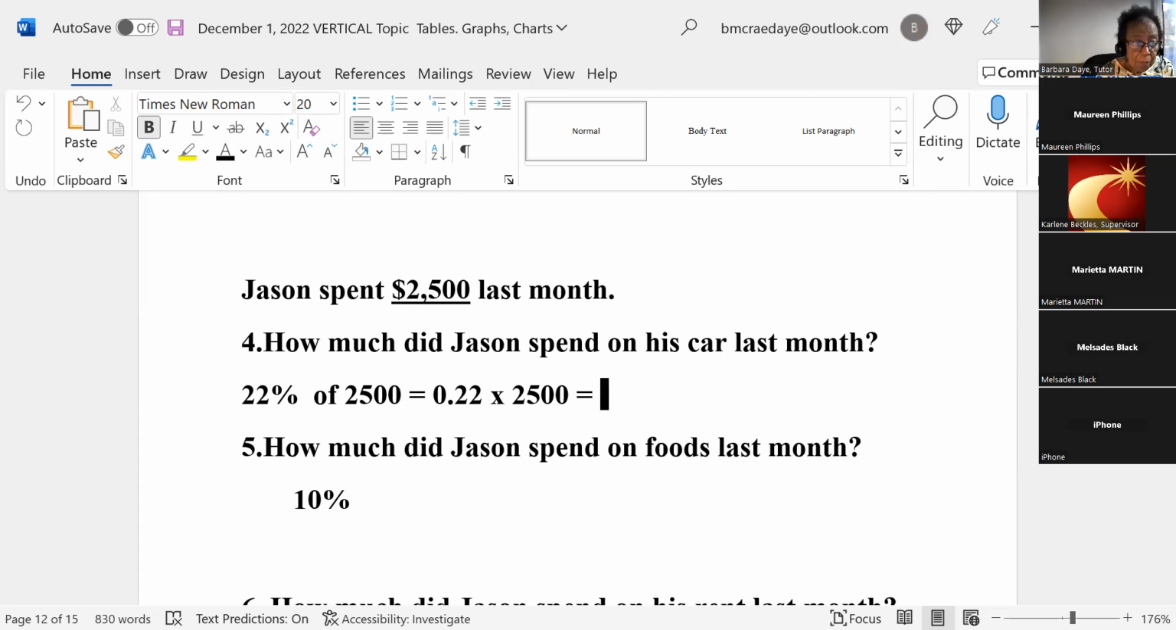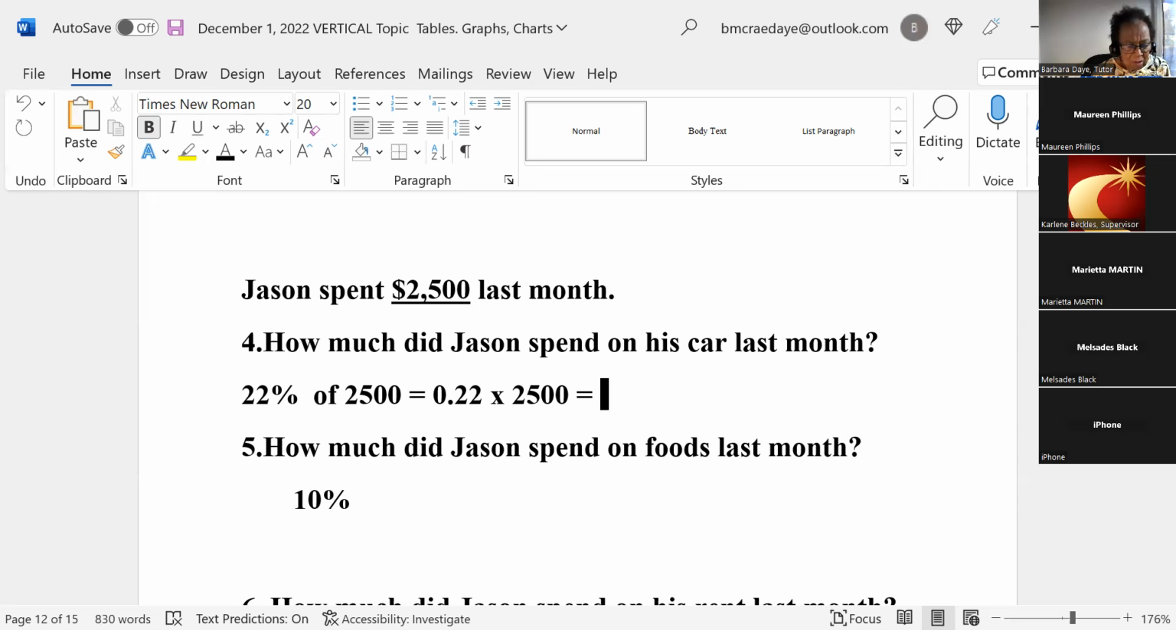Multiply by 0.22 and then put enter. And I get, it looks like 155. That's as far as I can see by my calculator now. Oh, clear your calculator. 0.22 times 2,500. And what do you get?